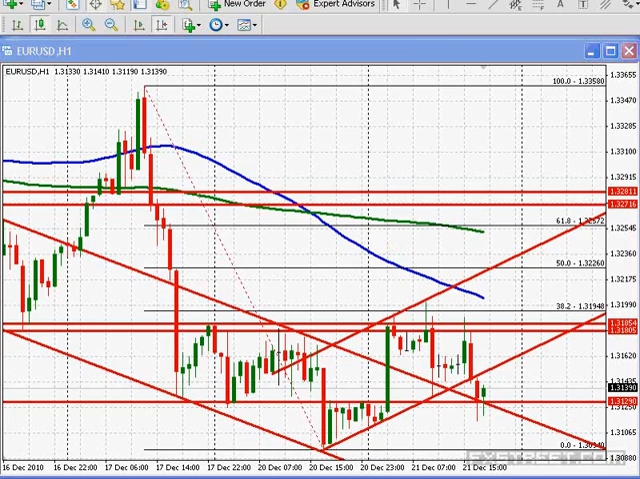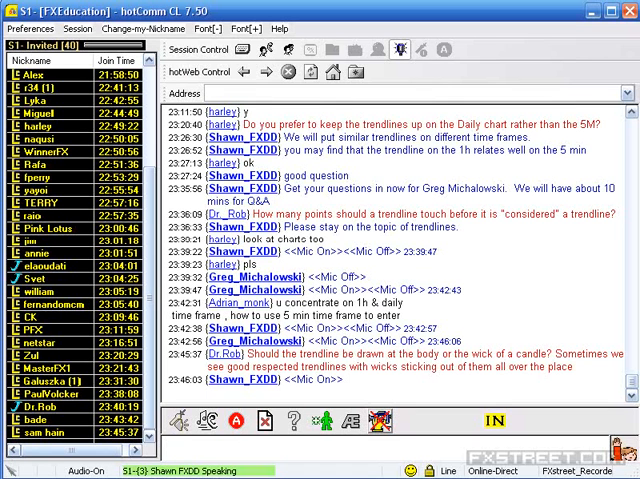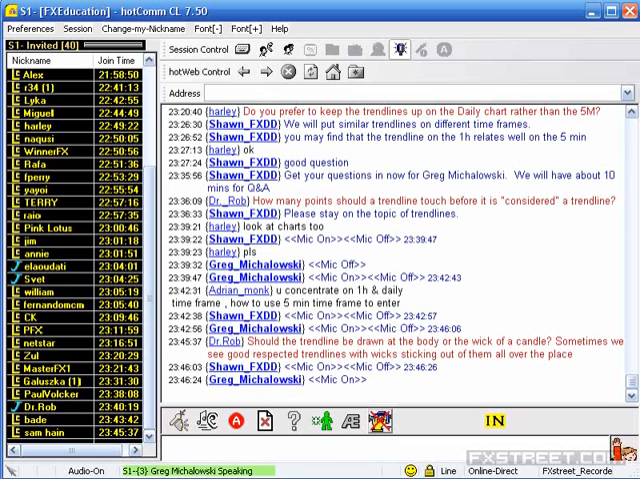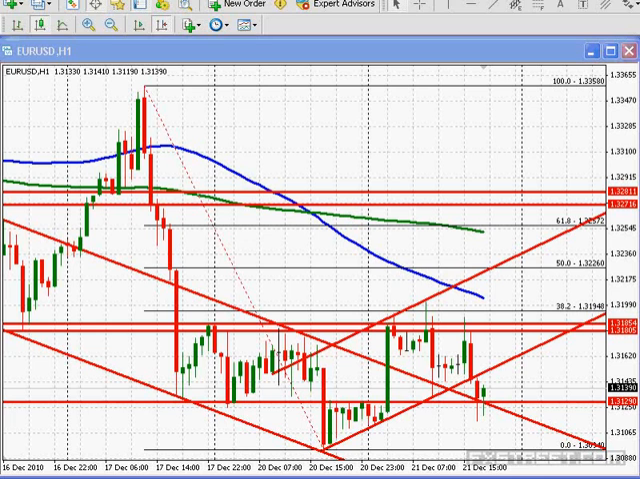Great question. Should the trend line be drawn at the body or the wick of a candle? Because sometimes we see respective trend lines with wicks sticking out. And so, Greg, that's a good question, actually. What do you do when you're running a trend line across a number of points? Where do you put them? That is a good question, and the way that I always do it is to the bottom or the top of the wick. Okay, let's get that squared away first. Is that it goes from a low to a low to a low at the end of the wick.